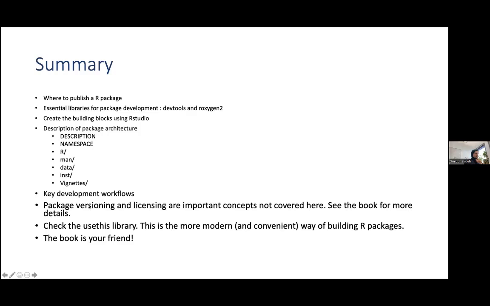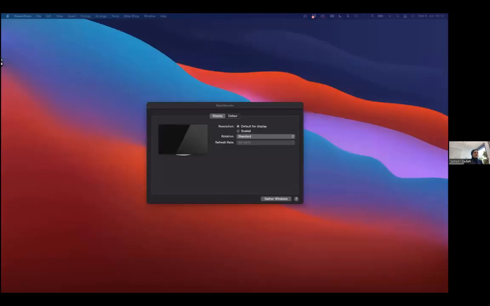And I just want to emphasize that versioning and licensing are very important in software development, which I touched on very briefly, but not fully, but you can see the book for more information. And I think that's really the end of all I'd like to present to you. If there are any more questions, I'm happy to answer.